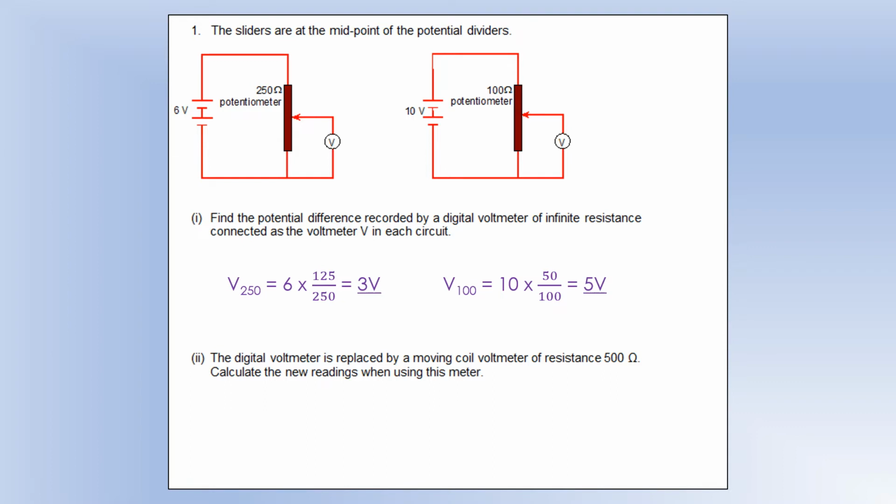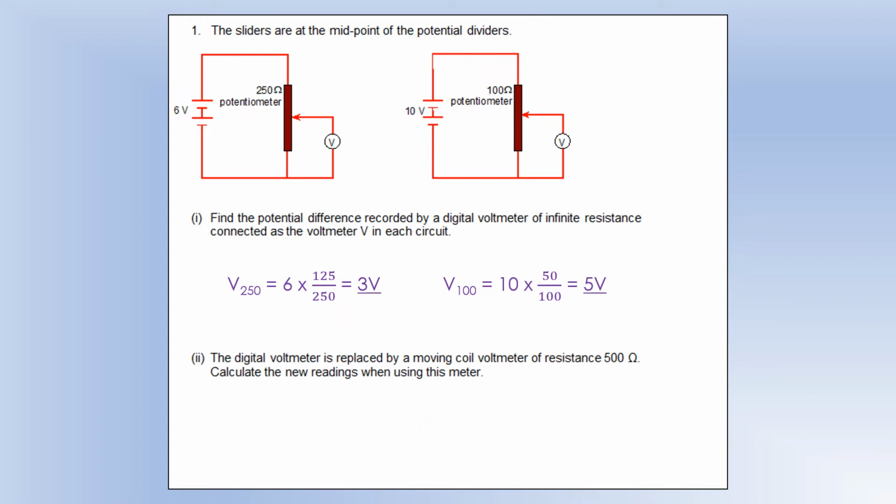Calculate the new readings. So let's do the one on the left first. Remember, it's halfway, so there's 125 either side in the 250, and we've just put a 500 ohm resistor in parallel with that. So we can calculate the total resistance of the combination of those two. Then once we've done that, we can put it into the potential divider equation. Our total resistance is now going to be slightly different. We've got the other 125 plus the 100 gives us 2.7 volts.